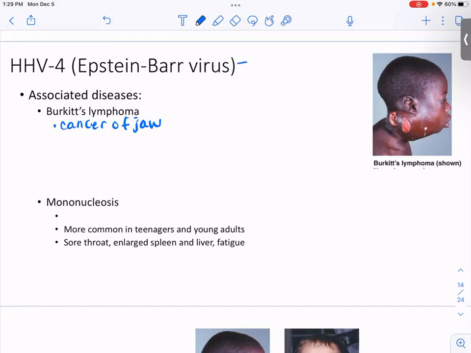I should mention that this virus actually goes latent in a different kind of cell. It goes latent in B cells. So HHV 1, 2, and 3 go latent in nerve cells, and this one in B cells. I've heard it more often called Burkitt lymphoma instead of Burkitt's lymphoma. Pretty close. We seem to be calling it that more often now.